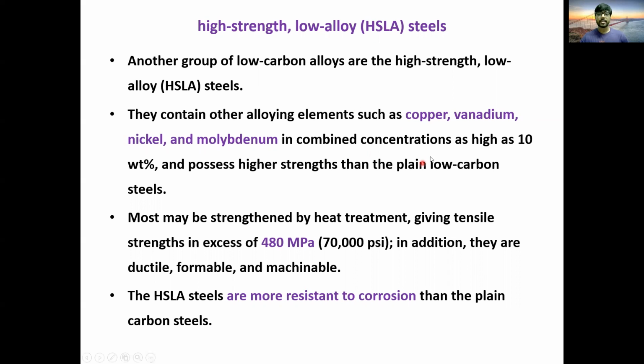So these four combined can reach a concentration as high as 10% of the whole weight of the alloy. So it can make the alloy better for usage. Most may be strengthened by heat treatment. After that, we can apply heat treatment so that the tensile strength can be improved up to 450 megapascal. So that they will be ductile, formable, and machinable.